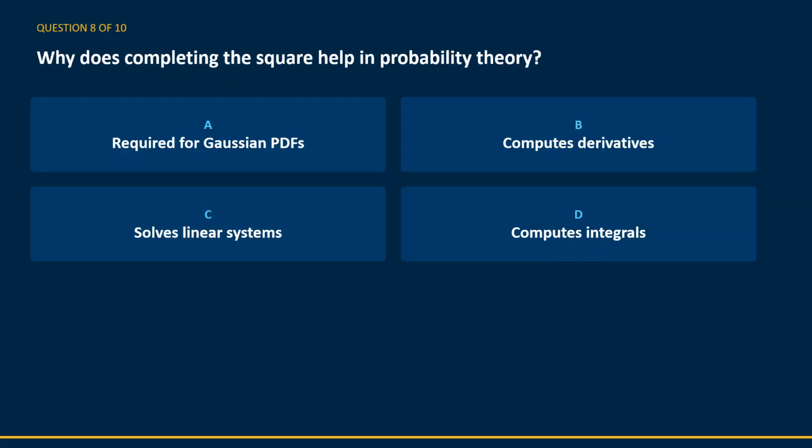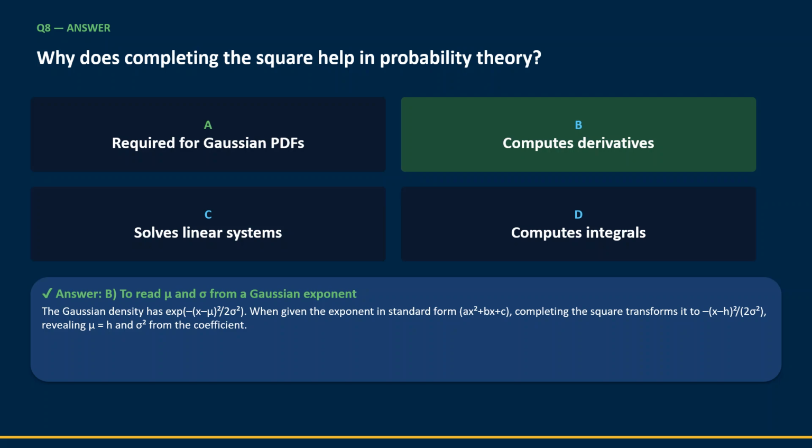Question 8. Why is completing the square used in probability when working with the Gaussian density? The answer is B, to read the mean mu and standard deviation sigma from a Gaussian exponent. The Gaussian density has an exponent that is a quadratic in x. Completing the square rewrites that quadratic in vertex form, which directly reveals mu and sigma. This is the same algebra we practiced, just applied in a statistics context.